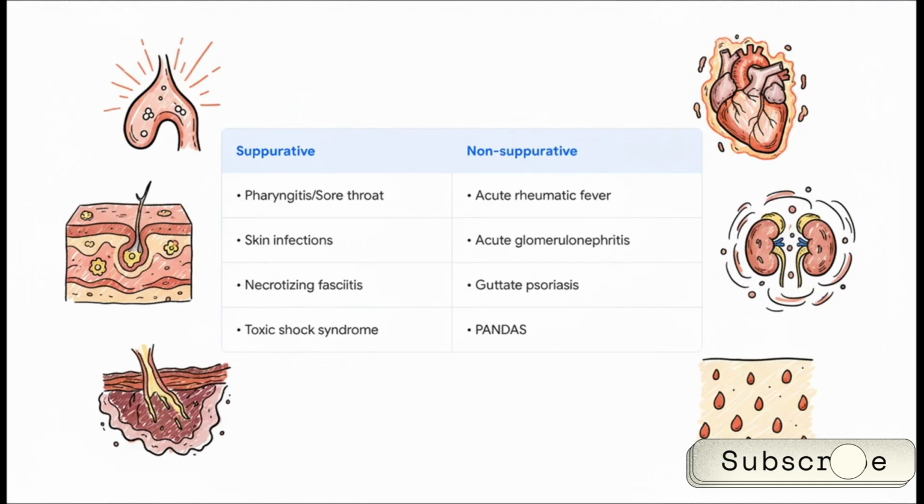This slide right here gives us the full clinical roadmap. On the left, in the suppurative column, you see the immediate damage from the infection itself. We're talking everything from a simple sore throat to some really severe skin infections. But that non-suppurative column on the right, that's what's truly insidious. This is where the body turns on itself, leading to devastating conditions like rheumatic fever.